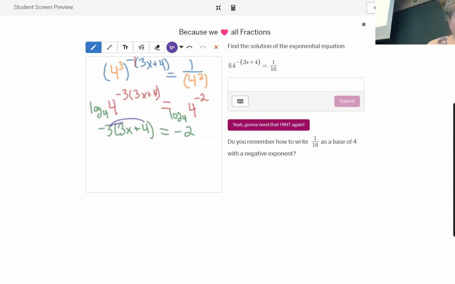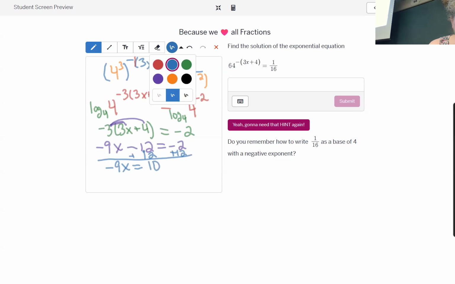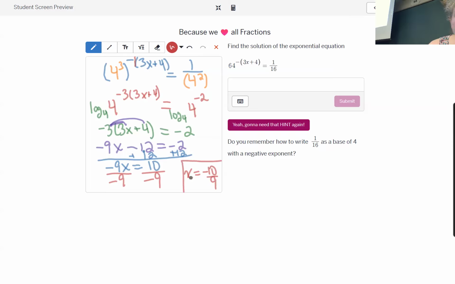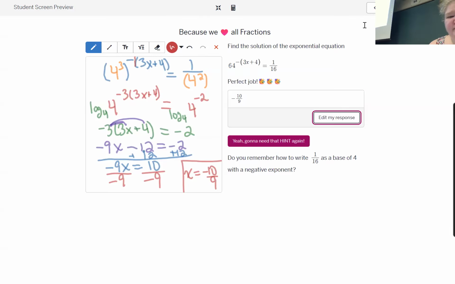All right, now we distribute. So negative 9x minus 12 equals negative 2. Add the 12. So negative 9x equals positive 10. Divide by negative 9. We get negative 10 divided by 9.